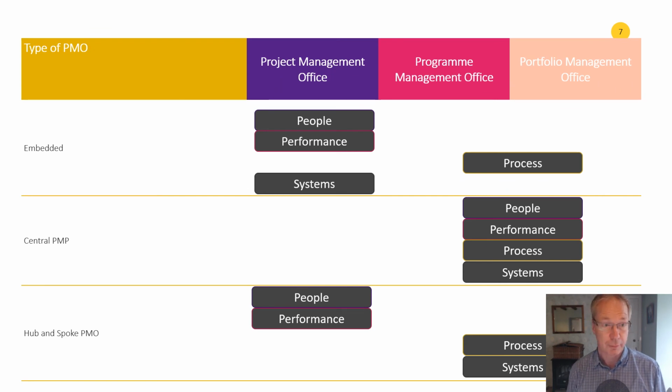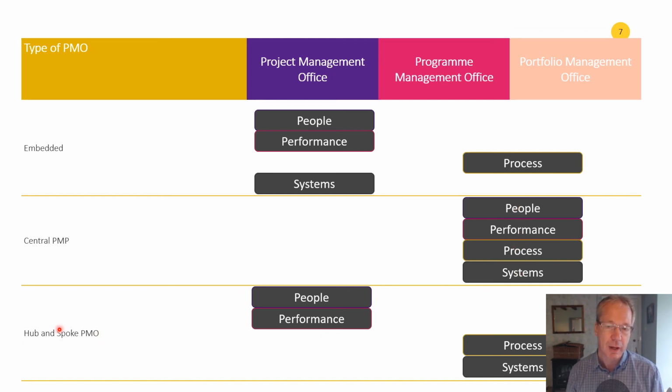So this picture is taken from the APM Body of Knowledge, and it looks at the different types of PMO and whether it's a sort of project office, program level, or portfolio level. So an embedded PMO, the people, performance, and systems are generally embedded within that project. Whereas there may be some sort of portfolio level process, some central coordination of process. With a central PMO, that's responsible for people, processes and systems at a program or portfolio level, and it's not dedicated to one project, it's usually shared across multiple projects. So those four things all live together.